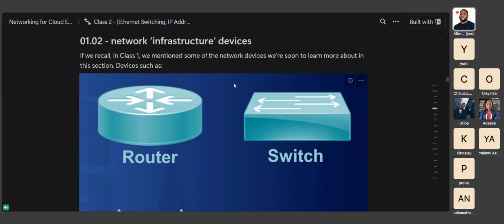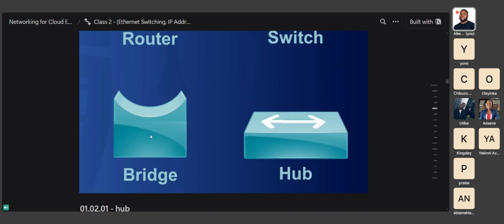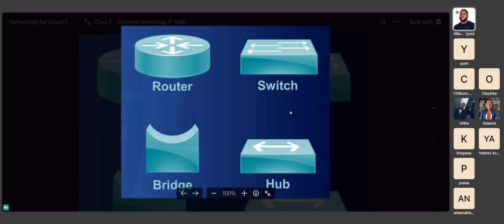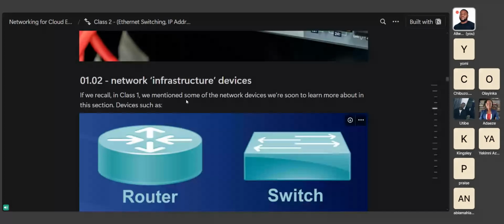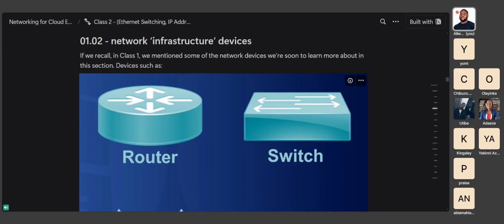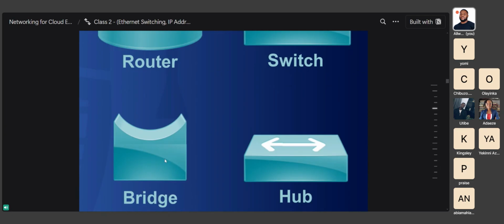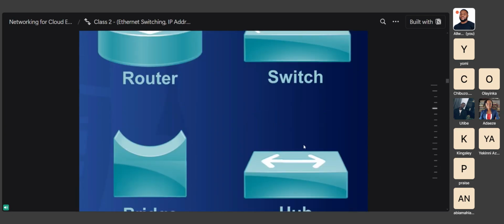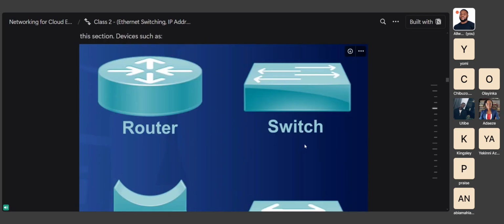Okay, so now the next topic, network infrastructure devices. Now we're going to learn about router, switch, bridge, and hub. Let me just click this image so you can see it better zoomed in. We're going to learn about what each and every one of these devices do because as a cloud engineer, you're going to be dealing with switches and routers. You may not necessarily be dealing with hubs and bridges because you'll understand why as we move on.